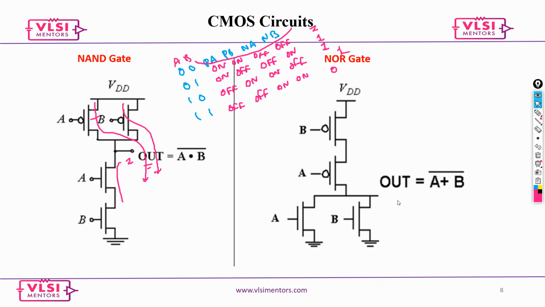And NOR gate, can you guys give a try? Zero, zero is only on and then others are off. Zero, zero is one and then others are zero. So the truth table, you look at 0 0, 0 1, 1 0, 1 1. So now in this case, only in case of 0 0, it is charging, okay? That means it is going to be 1. In all the other cases, it is going to be 0. That is how your NOR gate operates.